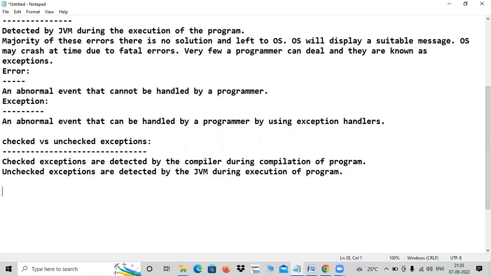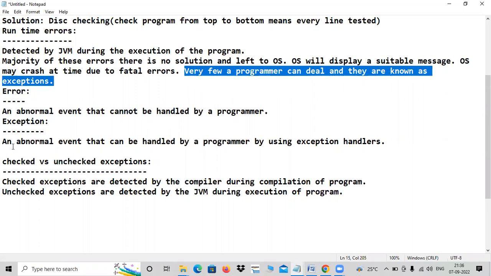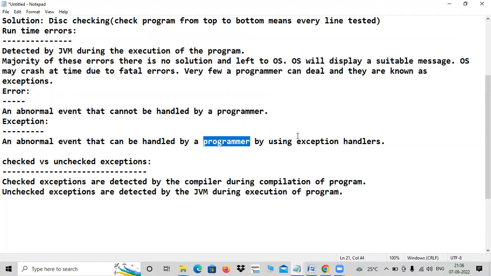So clearly the JVM is going to detect your runtime errors. Majority, nothing to say as a programmer, you leave it. Very few you can deal with. They are known as exceptions. They are also abnormal events, but as a programmer, you are in a position to handle them by using some exception handlers.